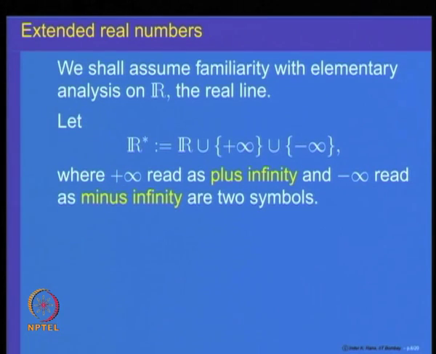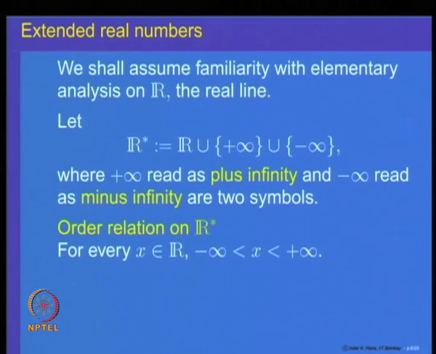So, we are going to define what are called operations of addition, multiplication and order on the set of extended real numbers. The first one is the order relation. So, we are going to assume or we are going to say that for every real number x in R, x lies between the two new symbols: minus infinity is strictly less than x, which is strictly less than plus infinity.